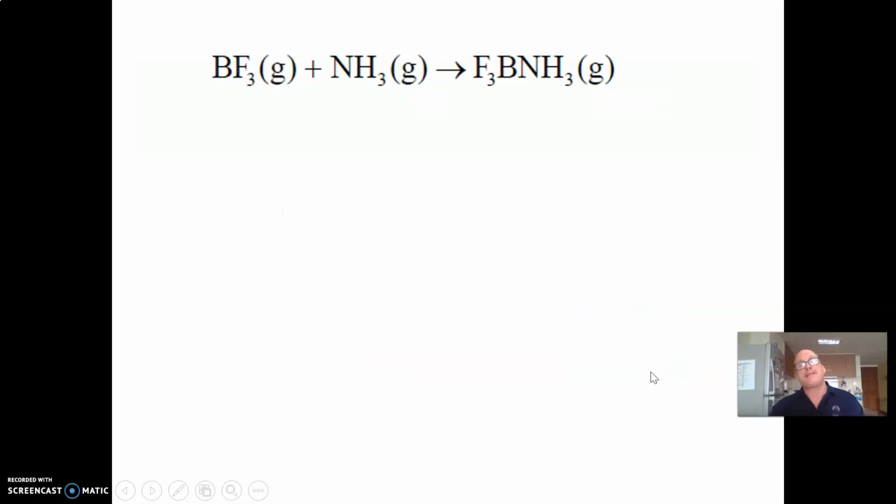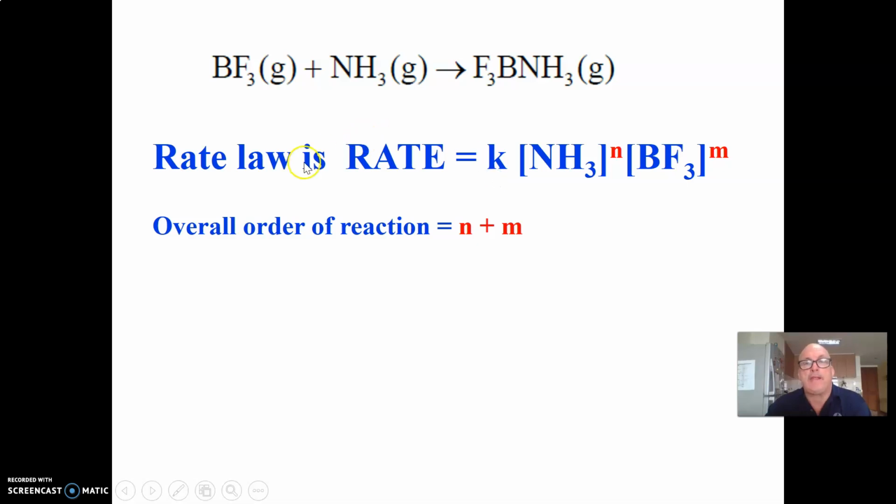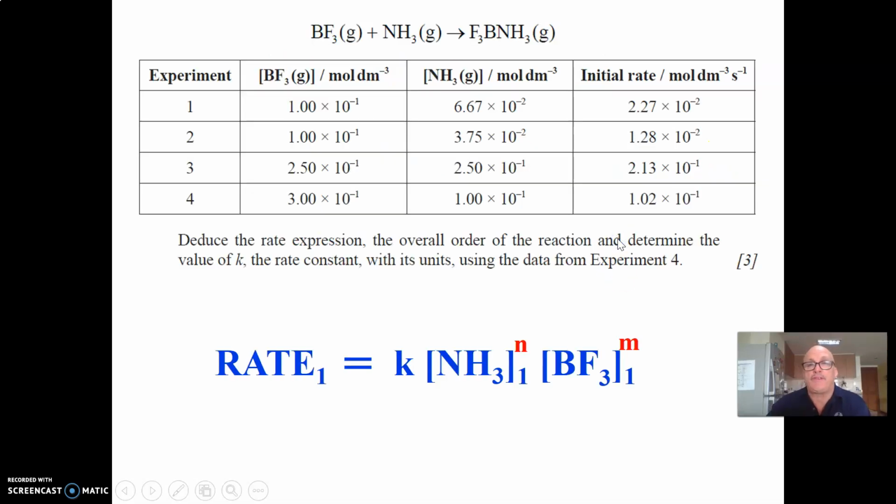Okay, now here's an exam. This is an IB exam example where you have to use rate ratio. And the figures are a bit more complicated to use. But there's the reaction. And the rate law is this, and our job is to find out what N and M are. We don't know what those are, and we're given this table. This is from an IB question some years ago.